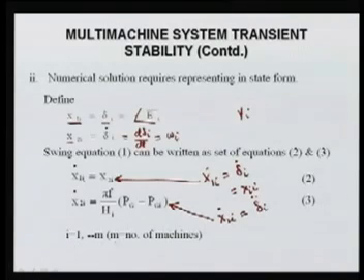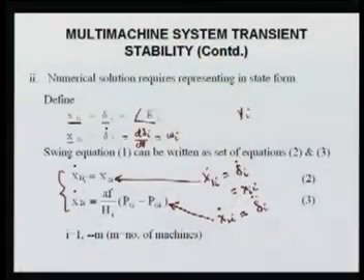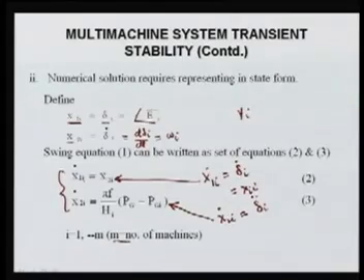So for all the machines you are going to get two differential equations if you take the machine as a classical model. If you take a very accurate modeling of the generating system, then the differential equations will change and be of a different order. So here you get two first order differential equations corresponding to each machine, that is each alternator. If there are m machines, then you have to write them for all the nodes.